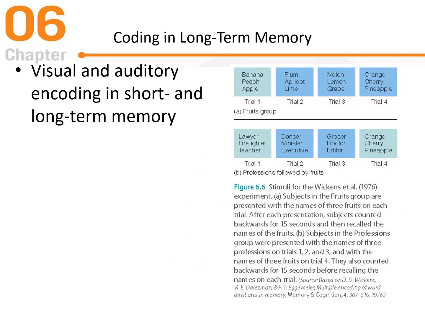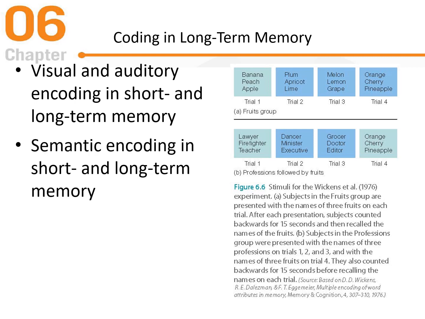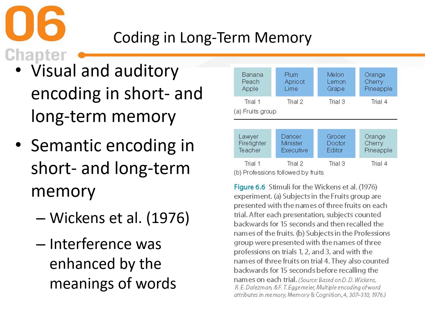So we know that long-term memory uses predominantly semantic encoding, but also we know that short-term memory does use a little bit of semantic encoding as well. And that's what this study here by Wickens in 76 was looking at. So in this particular study, they would divide participants into two groups, so the fruits group and professions followed by fruits, for example. And they would show participants three words.